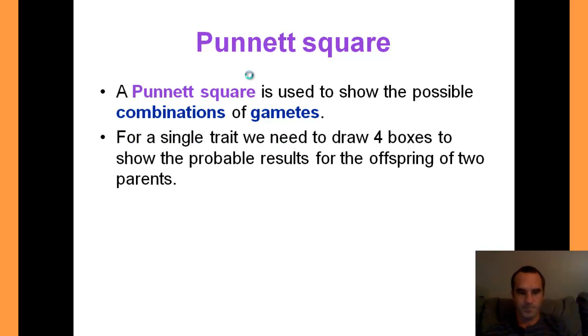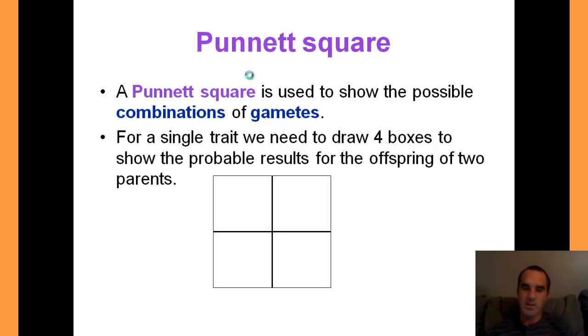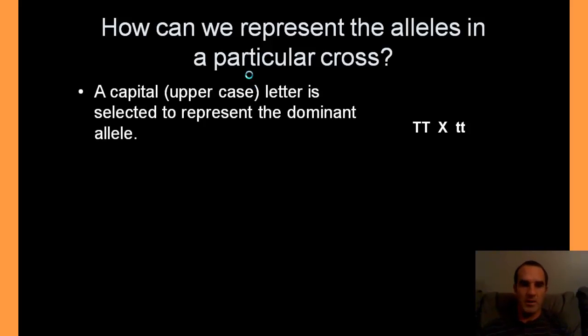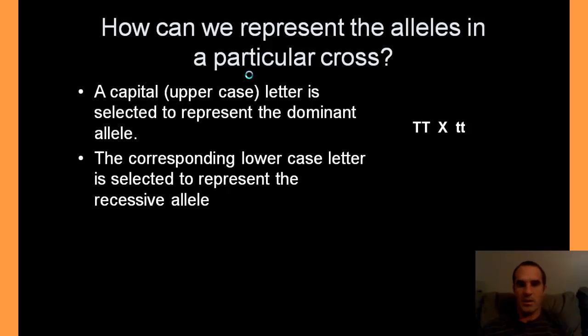So the Punnett square just makes it easy to look at what the outcome would be if you crossed a single trait. So you need 4 boxes like that. You want to draw this example of a Punnett square so you know what it looks like, and you know what the name of it is. So how can we represent the alleles in a particular cross? You use a capital letter or uppercase letter to represent the dominant, and you use the same letter of the alphabet. So if you use the T, then you're going to use a lowercase t for the recessive allele.